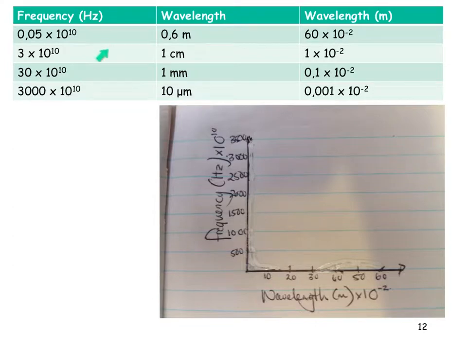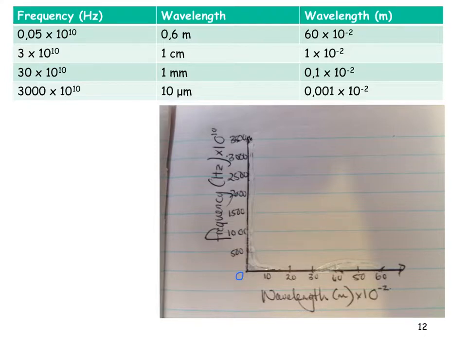So if I take that information and try and put it on a graph of y versus x, frequency versus wavelength, I can say frequency in hertz times 10 to the 10, and then I only need to make my graph go from 0,05 to 3000. So from 0 up to 3000. Same thing on the wavelength. I can say times 10 to the negative 2 and then only worry about getting as high as 60, 10, 20, 30. Ideally, I've made a mistake here, you should have a 0 over there.